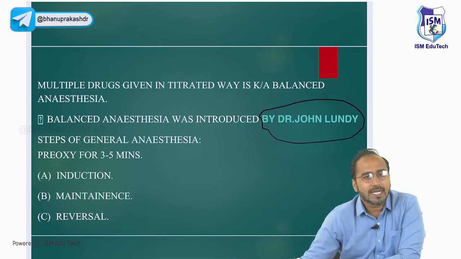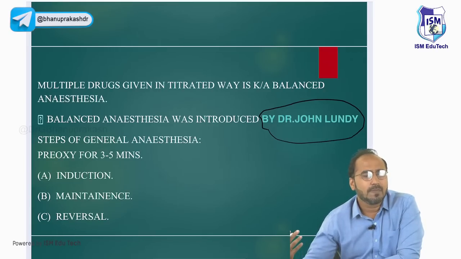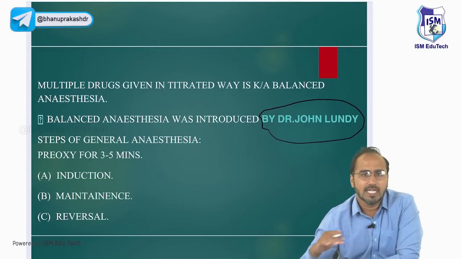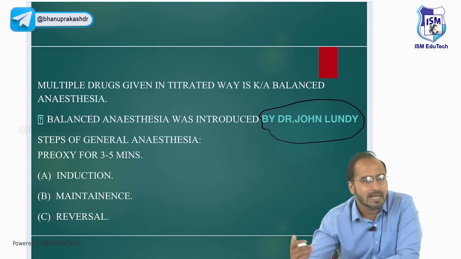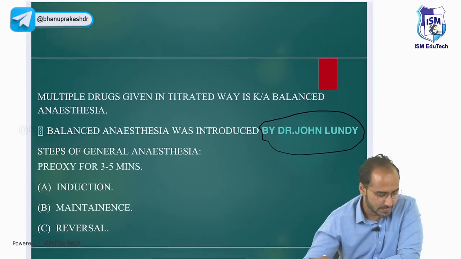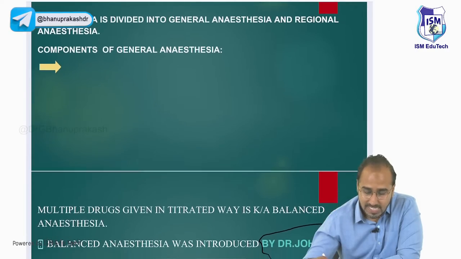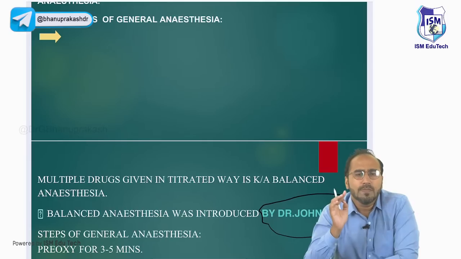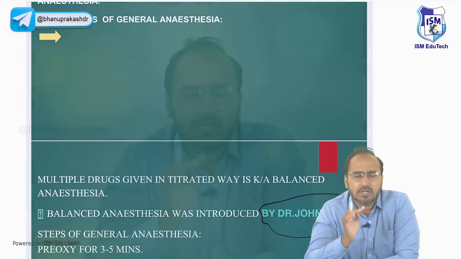So why do you call general anesthesia a balanced anesthesia? Because aap ek drug pe depend nahi kar rahe ho. You are using many drugs in combination and giving them in a titrated manner. That is called balanced anesthesia. Sabko doses balance karke you are giving. Remember, guys, we are talking about general anesthesia. If you want to make a person unconscious, general anesthesia means you make the person unconscious, maintain him in the unconscious state, and then reverse him back.